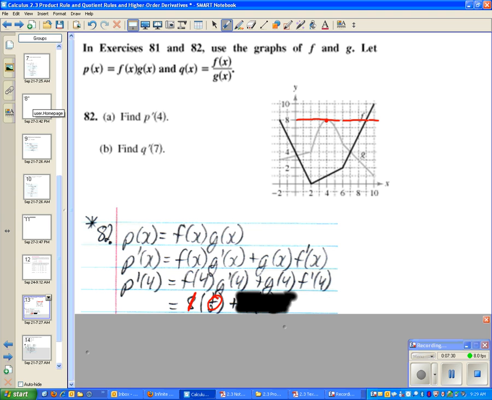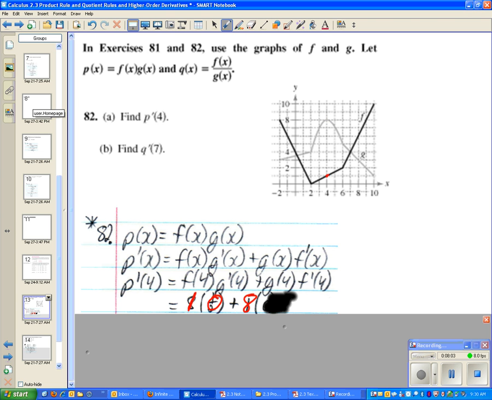Yeah, I wrote mine backwards for some odd reason when I did this. Plus, so I've got 1 times 0. I know what that's going to be. Plus, all right, then g of 4. Well, what is g of 4? It's 8, right? The value of g when x equals 4 is 8. And then times f prime of 4.